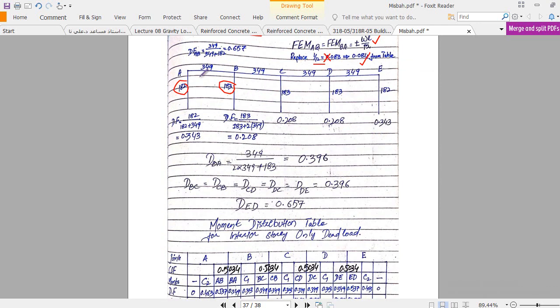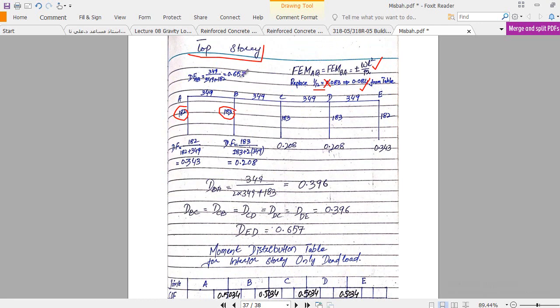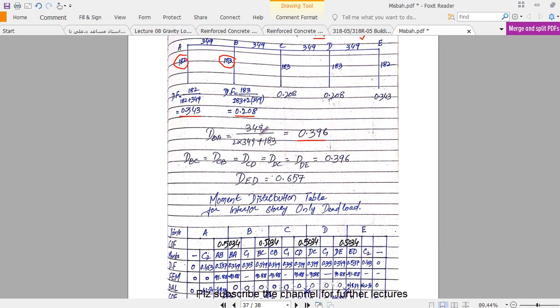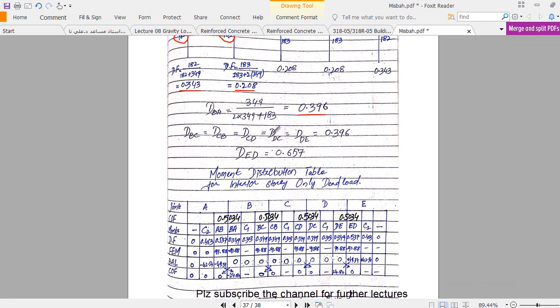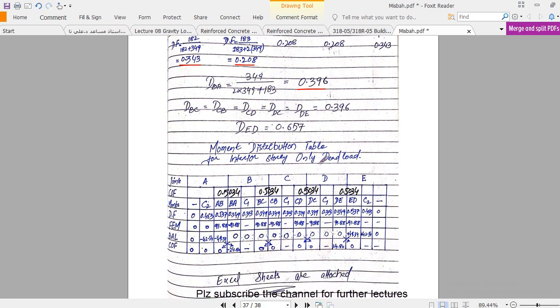For AB the distribution factor will be this one, for BA the distribution factor will be this one, and for this column this one will be used, and for this column this one will be used. And you see the rest of the calculation. I think this is not a difficult process if you are familiar with the moment distribution method.